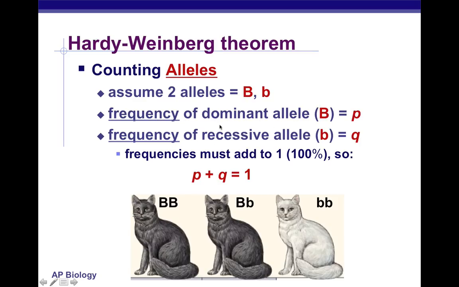Okay, so if this is 80%, so if 80% of the population is made up of big B's, then this, of course, would be 20%, or 0.2. So 0.8 plus 0.2 equals 1.